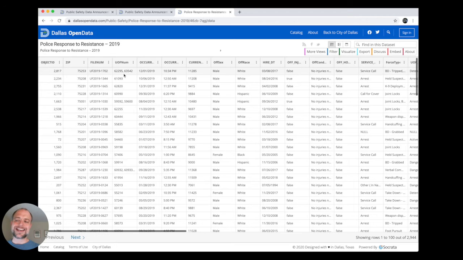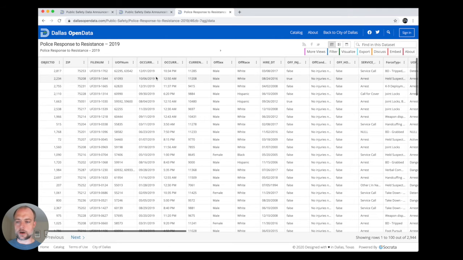So an incident involving a use of force can actually have multiple uses of force. So an officer can employ several different types of force in an incident. And you see that here by the number here. So in this case, this incident had two uses of force, and each has their own UFO number here. So 62295 and 63542. And you see it with some of these others. So most of these are going to be single uses of force. Others are going to be more often.